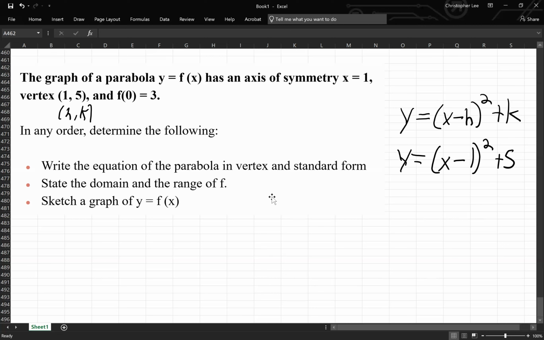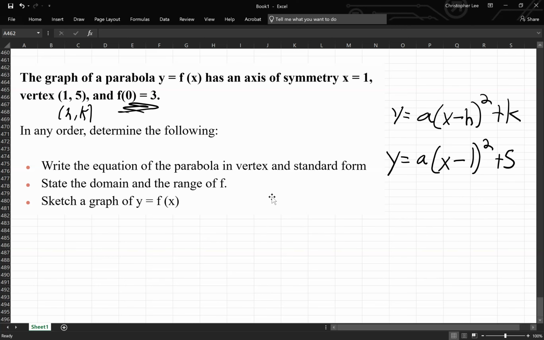Wait, I'm forgetting something. Sorry about that. I made a mistake. I forgot the a in front here. There's also an a right here as well. It's easy to plug in the h and the k, but we actually have to find what that a is. How can we find that? Use the point that we were given. f of 0 is equal to 3, so that means that when x is 0, y is 3.